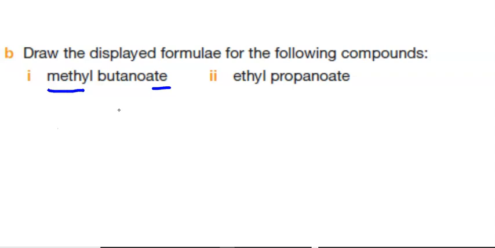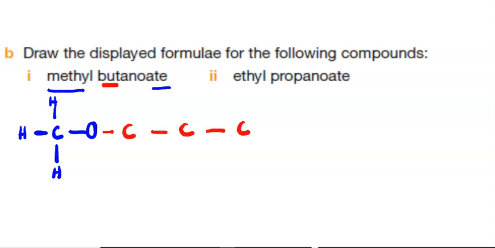So methyl means you have one carbon, and because it is a terminal carbon, it contains 3 hydrogens, because carbon has a valency of 4, and the alcohol oxygen part is directly linked with the carbon having these hydrogens. Now the acid part is butanoate. It means you have to draw 4 carbons. These 4 carbons are linked together.